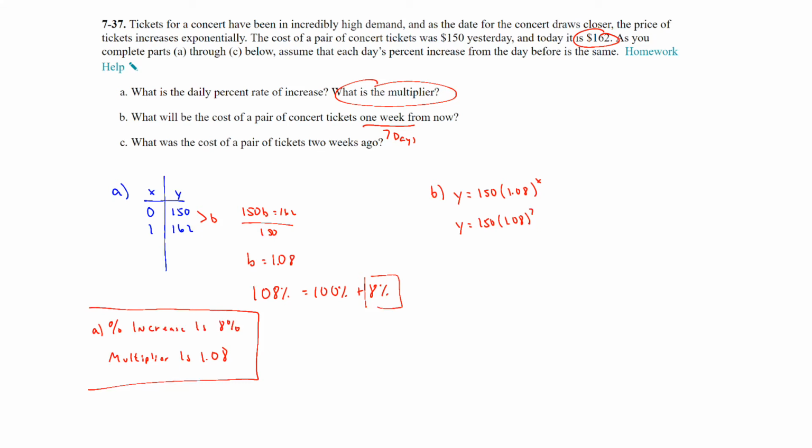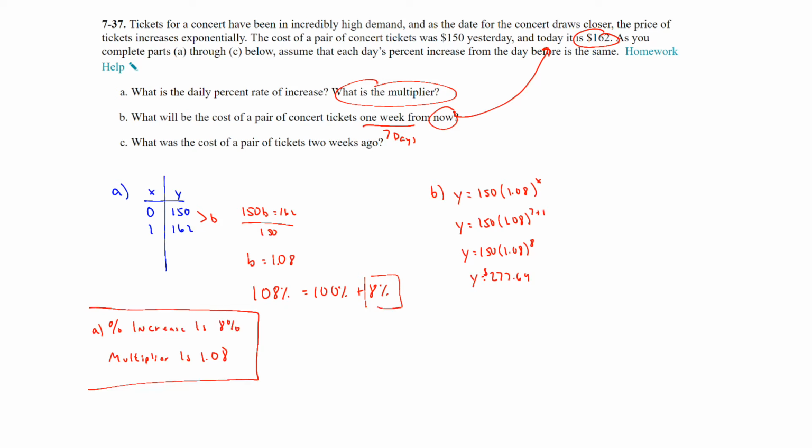But since we're actually starting from now, which is day 1, we need to add that extra day on. So it's actually y equals 150 times 1.08 raised to the 8th power. And once again, I want to be clear that it's 8 because it says 1 week from now being today at $162. So we're already 1 day in, so add another 7 to that and we get 8. And if we plug that in, we get $277.64.